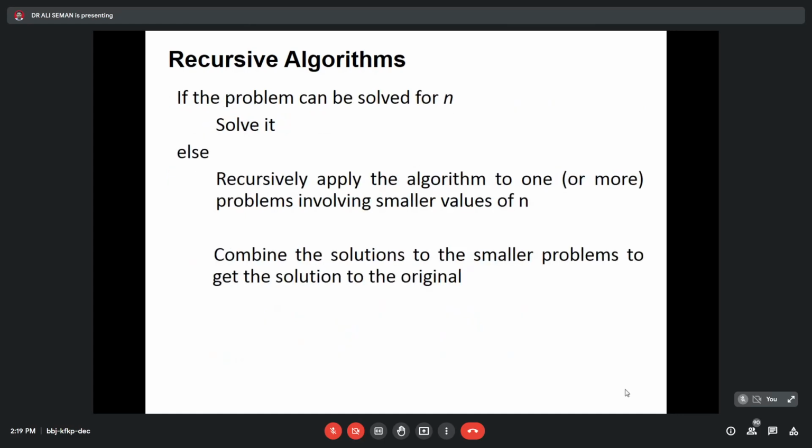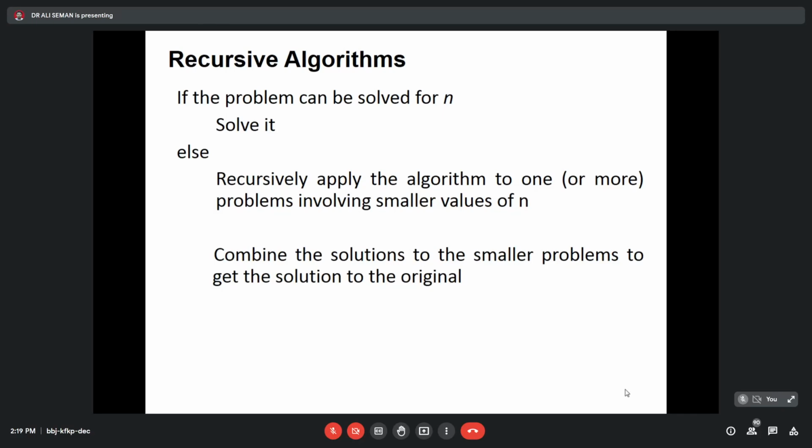Okay, this is the general recursive algorithm. If the problem can be solved for n, solve it. This is actually the first step. If the problem can be solved for n, meaning we have a very simple, small problem, then we can solve it directly. Else, if the problem cannot be solved directly, we need to recursively apply the algorithm to one or more problems involving smaller values of n.